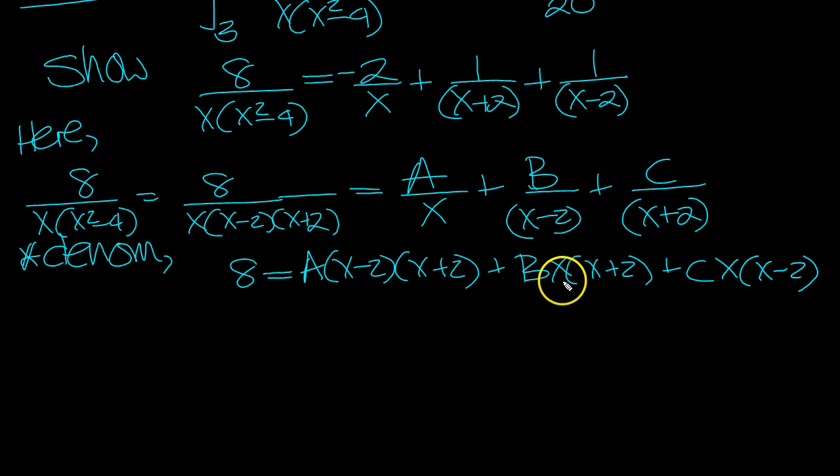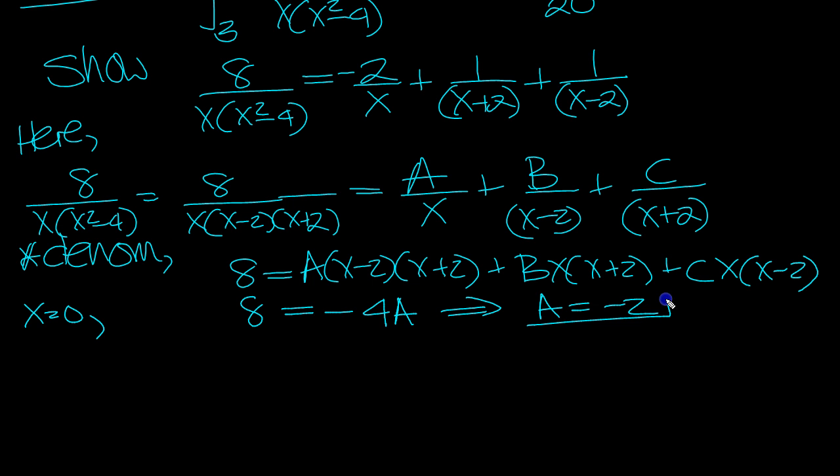Okay, convenient values. Put x to 0 as a convenient value, isn't it? 8 is always on this side. 0 in here. We'll just get minus 2 times plus 2 is minus 4 lots of a. 0 in here and here will be 0. 8 over minus 4 is minus 2, so a equals minus 2.